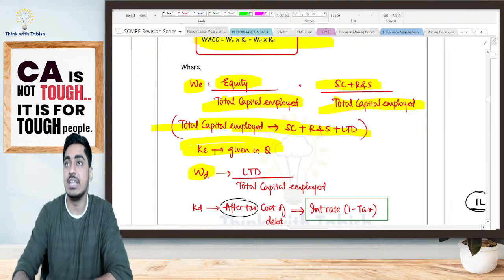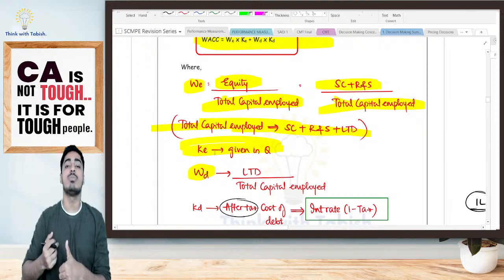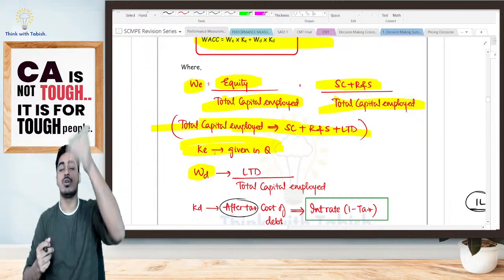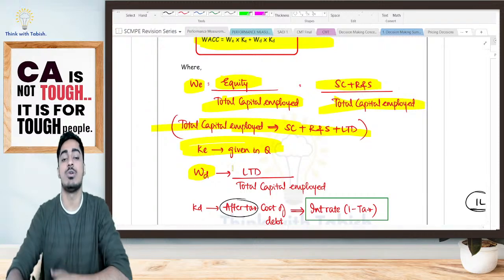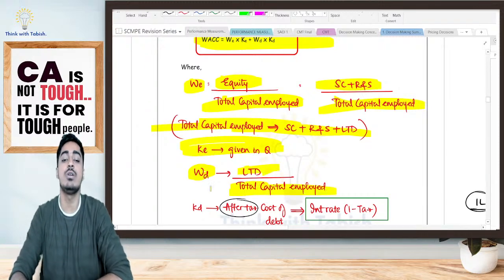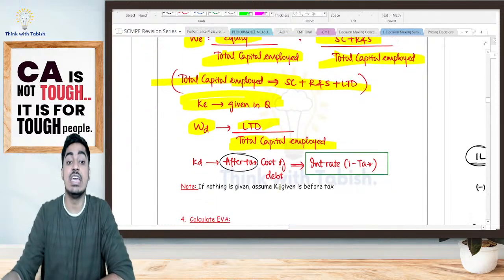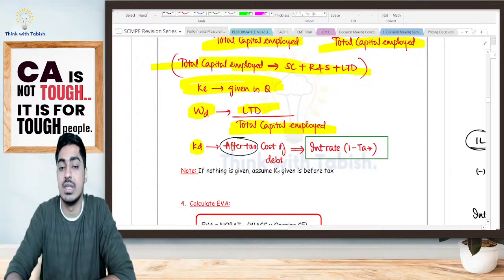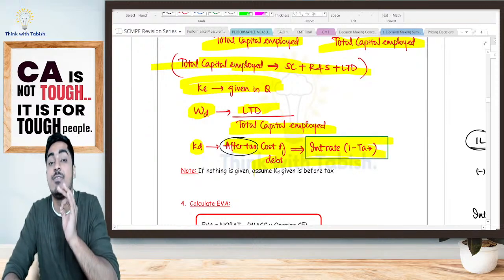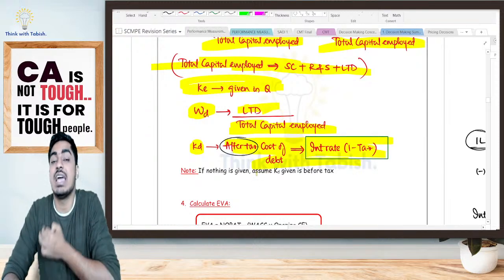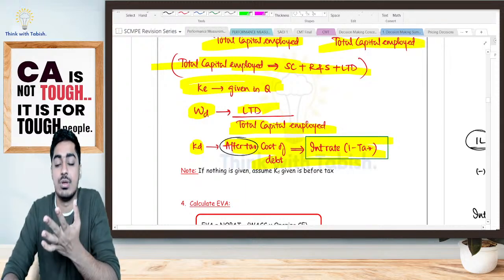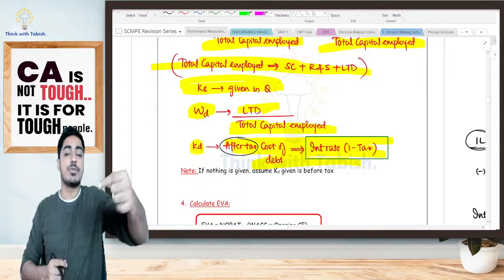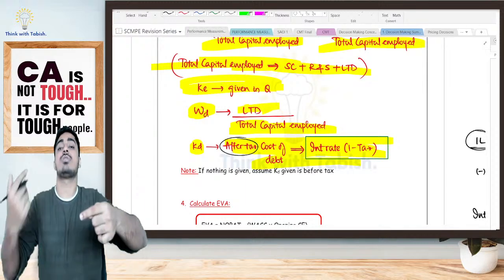Next, weight of debt. It is the percentage of debt divided by total amount. Suppose 40 rupees is the debt on a total cost of 100 rupees. Total amount invested. It is my long-term debt divided by total capital employed. Again, my cost of debt, students, pay attention. Everything I've told is my after tax amount. So it is my after tax profit, it is my after tax cost.